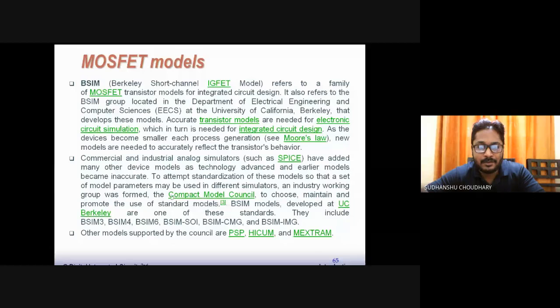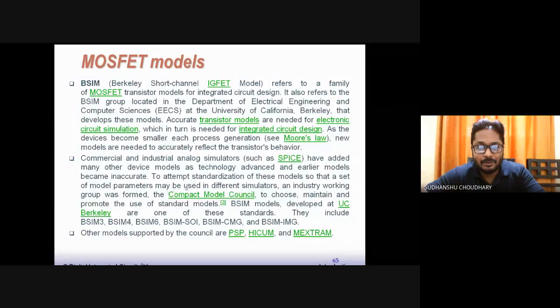The job of this group is to produce new device models, because with technology, the model should also change. As process technology advances, the device size is shrinking, the gate length or channel length is shrinking. So obviously the old models, which were used for large MOSFETs, will not be sufficient to predict accurate device characteristics. You need other accurate models, and those are being proposed with time, with change in process technology, by this group called the Compact Model Group.